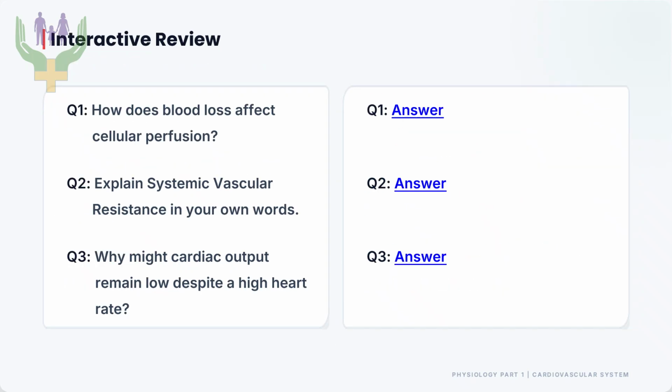Interactive review. To see the answer to each question, click on the corresponding link. Question 1. How does blood loss affect cellular perfusion? Question 2. Explain systemic vascular resistance in your own words. Question 3. Why might cardiac output remain low despite a high heart rate?